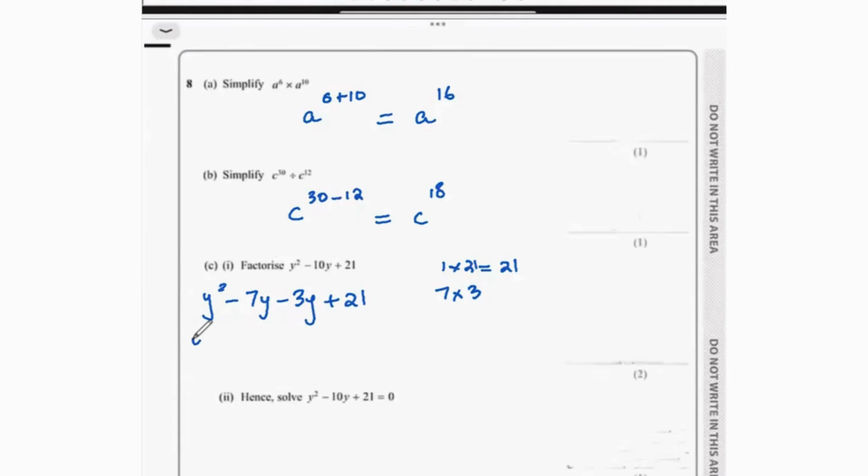So in the first group, we have y common. So y minus 7 comes in the bracket. And in the second group, we have negative 3 common. So y minus 7 again comes in the bracket. So between y and negative 3, y minus 7 is common. So y minus 3 is in the bracket, and that is your fully factorized answer.